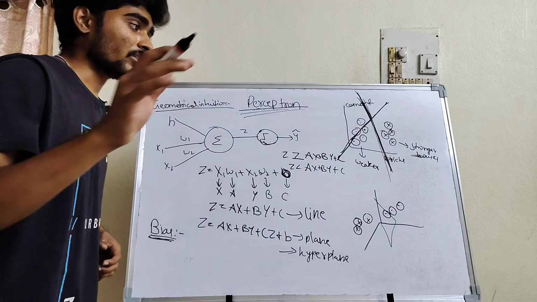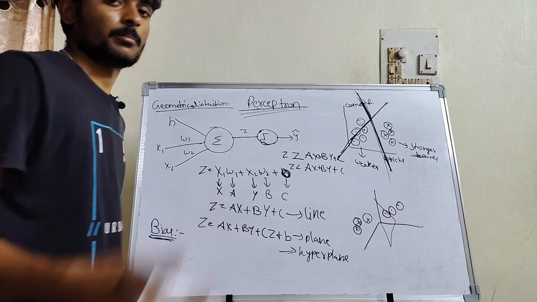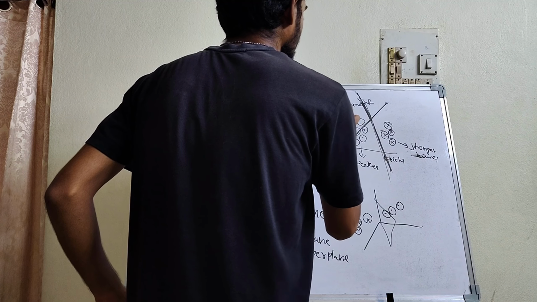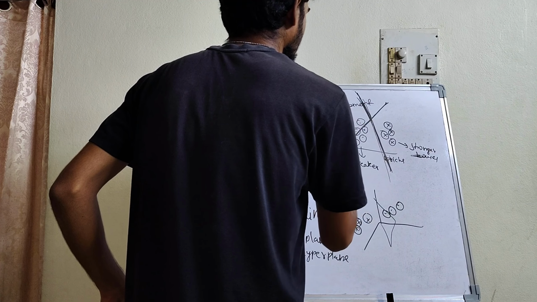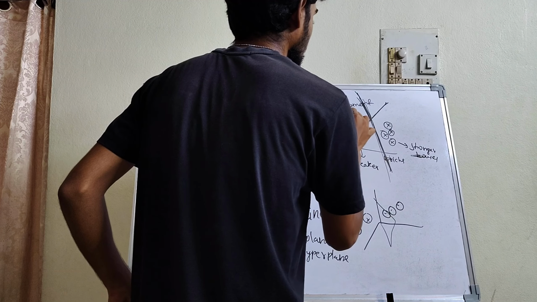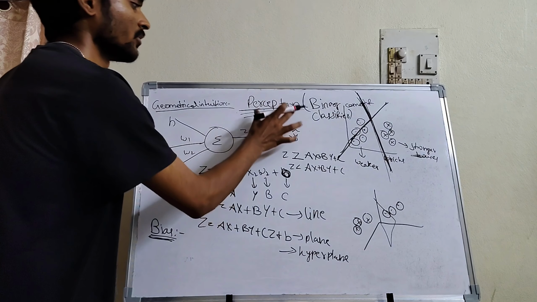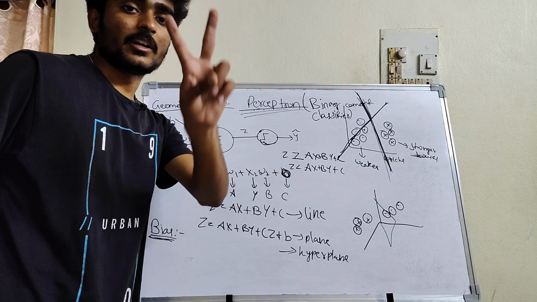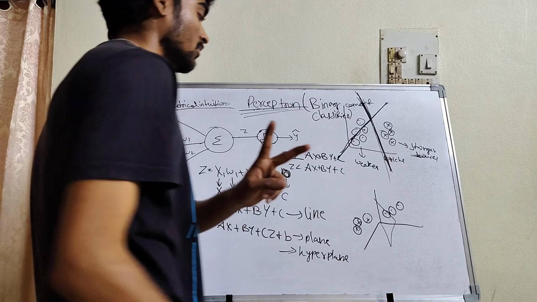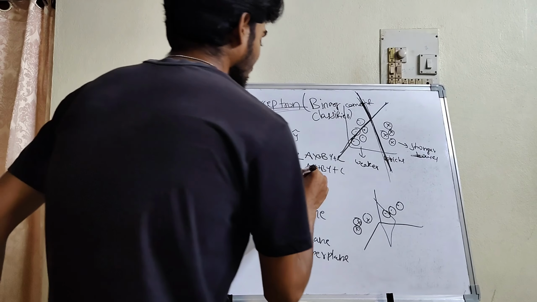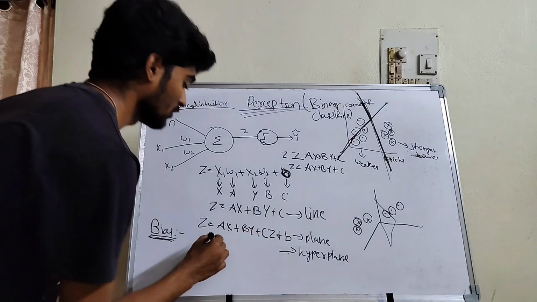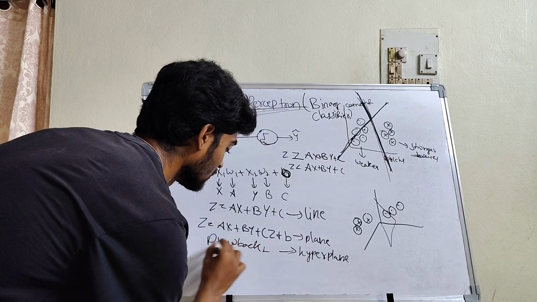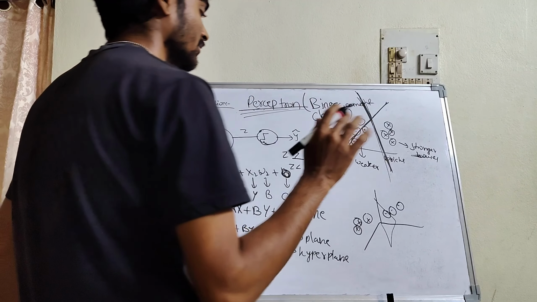Okay. Now we have seen the advantages of a perceptron. A perceptron is always a binary classifier. Okay, remember this term. A perceptron is a binary classifier. It classifies data into only two different classes. Okay, now let's see the drawbacks of a perceptron.